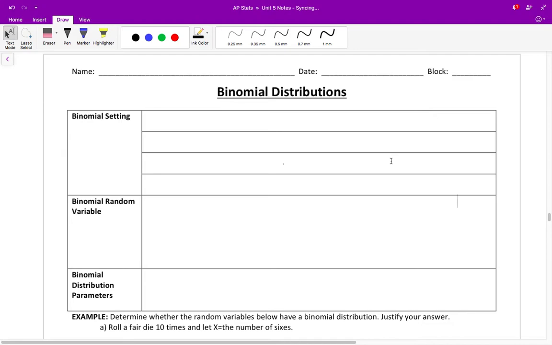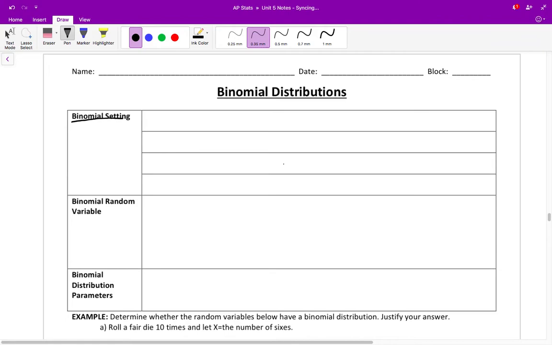Here's what we're going to talk about today. We're going to talk about binomial distributions. Now, the first thing we need to talk about whenever we talk about binomial distributions is this idea of a binomial setting. What that basically means is that there's certain times when you can use a binomial distribution and certain times when you can't. Here's how you can kind of tell.